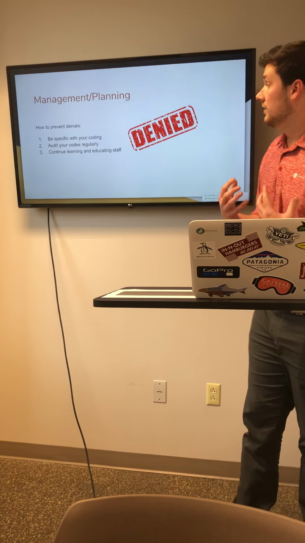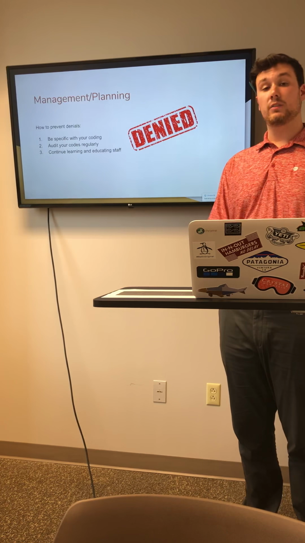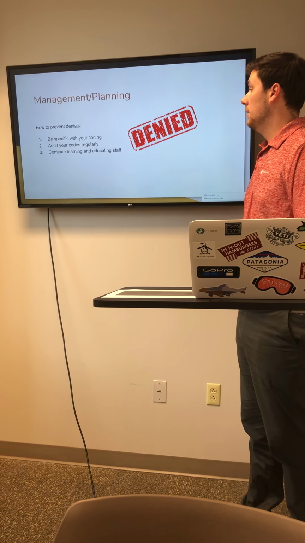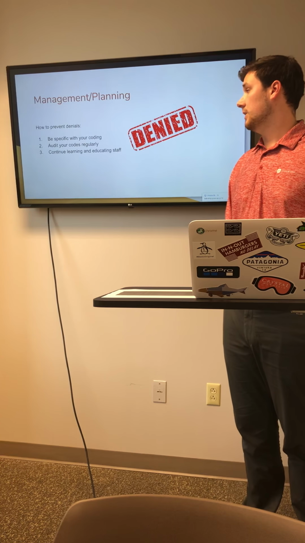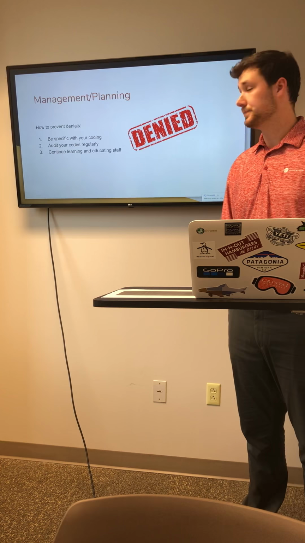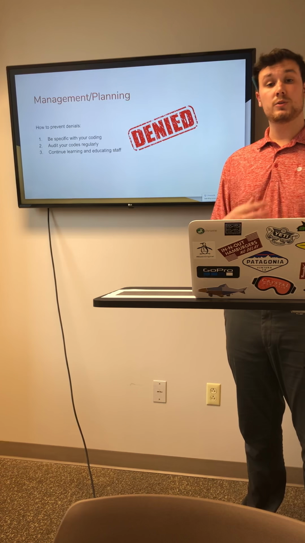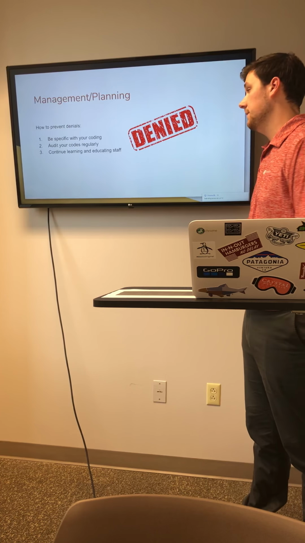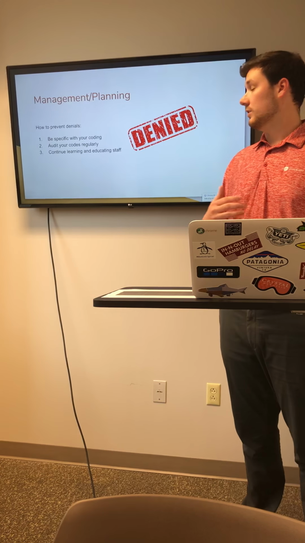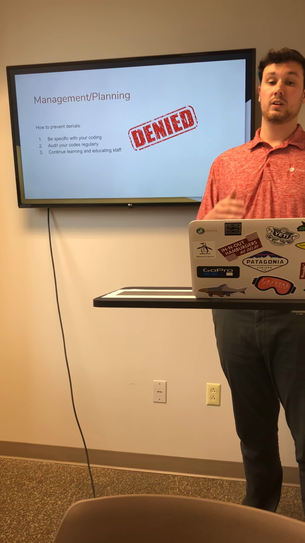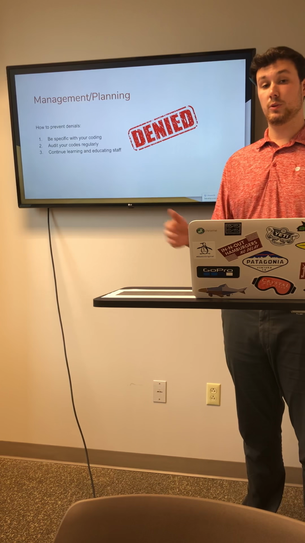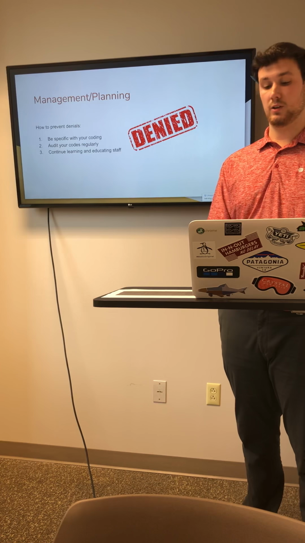So we have to look at this ourselves, and if we were ever to manage a practice, how to prevent denials. So 3 ways we can be specific in our coding. We can audit our codes or our staff's codes regularly, and then we can continue the learning and educating process of ourselves and our staff in order to figure out how to report the codes with the updates that will come.